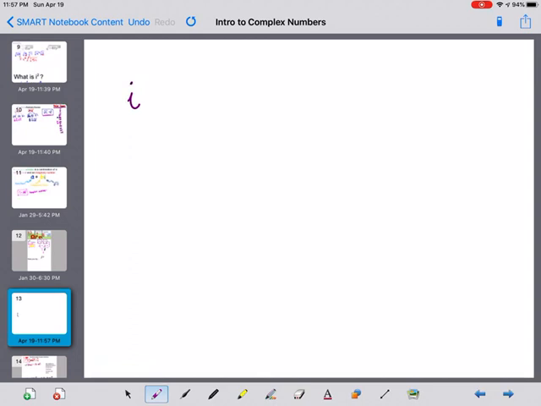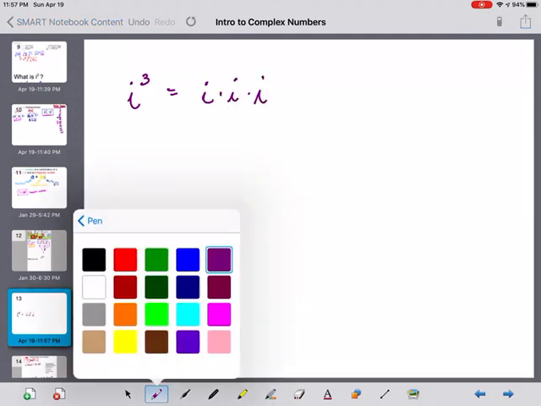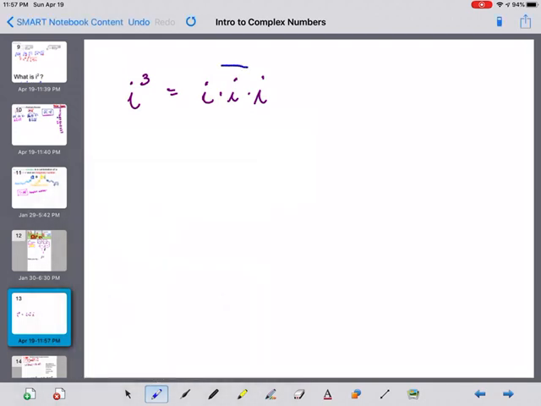Okay, so if you have i to the 3rd power, that's i times i times i, 3 times. Remember, i times i is i squared. And we just learned that i squared equals negative 1. This one here at the end is all by himself, so I bring him down. And that would be the simplified version. So i to the 3rd would be replaced with negative 1i.